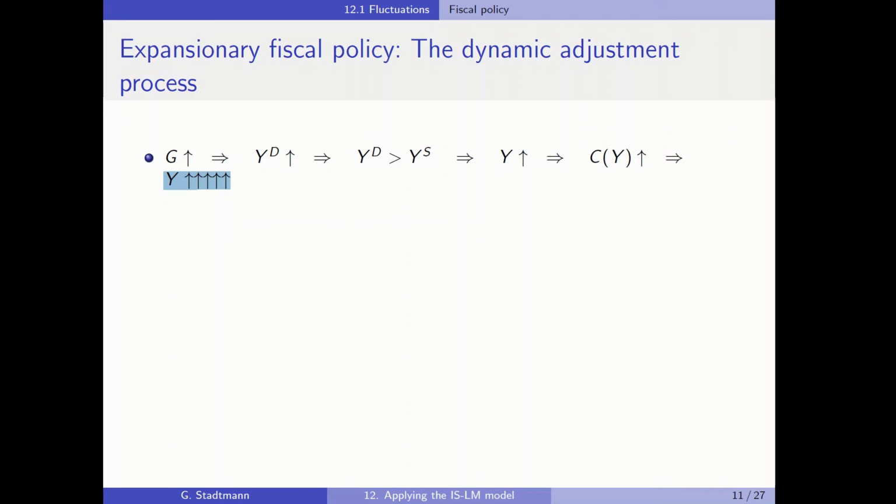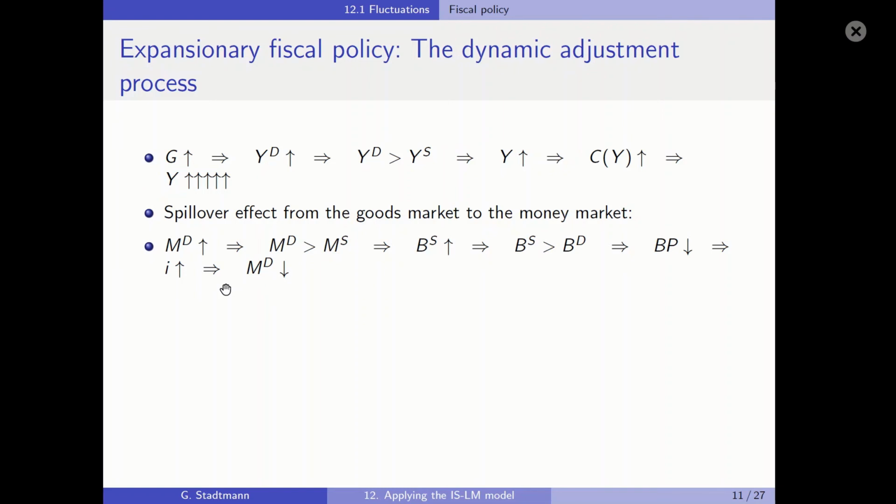Now we know what's going on in the goods market. But what's going on in the money market? There is a spillover effect from the goods market to the money market because an increase in GDP affects money demand. Money demand increases, money demand is larger than money supply. The private households want to hold more money, and therefore they are trying to sell bonds. They are trying to sell bonds so that in the end they have more money.